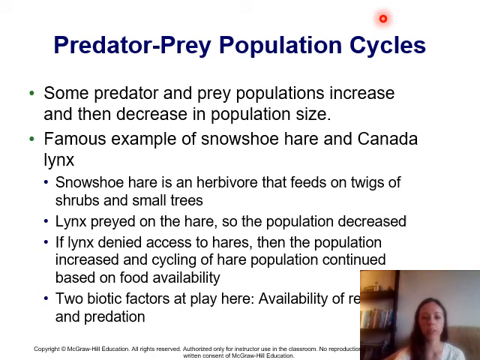In this example, there are two biotic factors affecting the snowshoe hare population: the amount of twigs they could find, and the amount of lynx that could hunt them. Without the predators, the hare population is going to be based on the amount of those twigs that are available. And then with predators, the population of the hares is going to be based on the amount of twigs available and the amount of lynx there are.